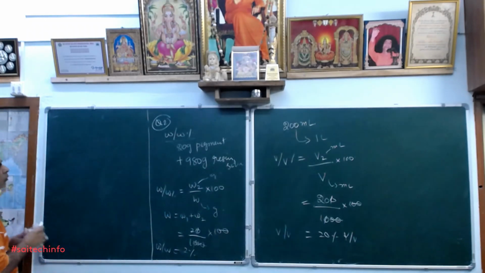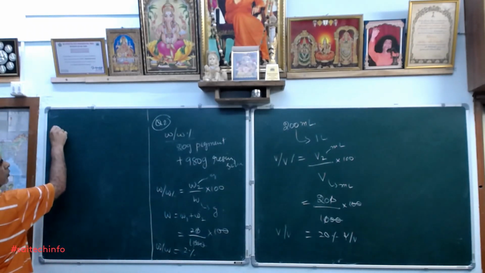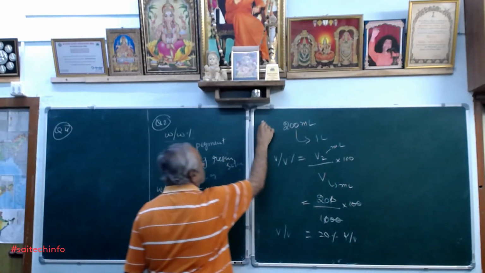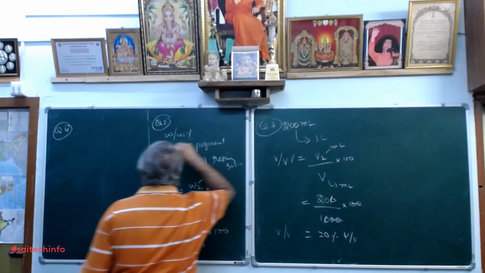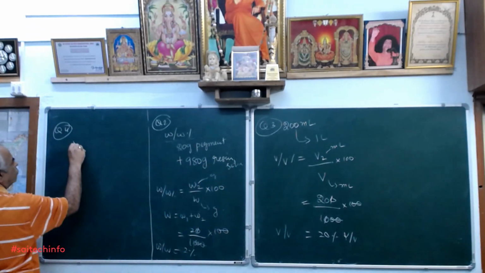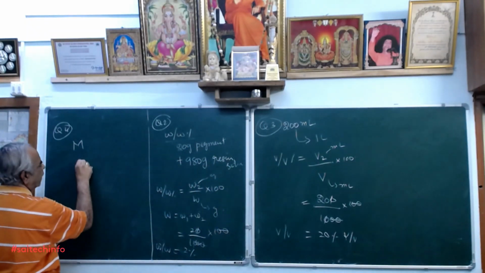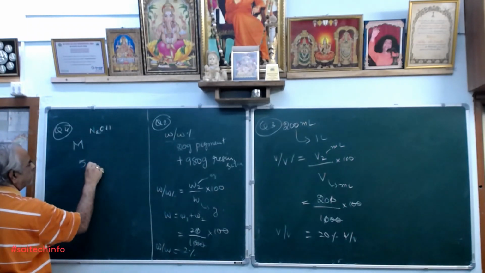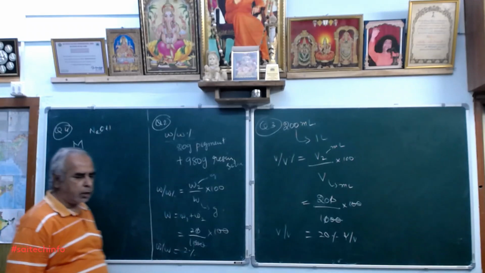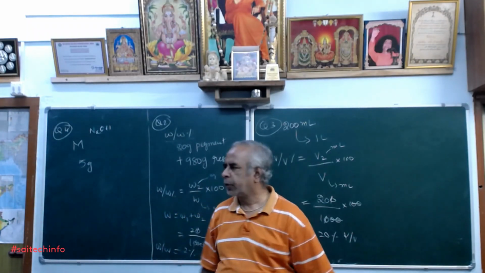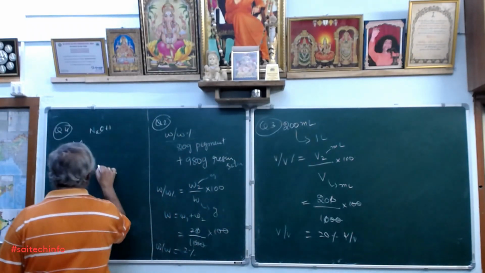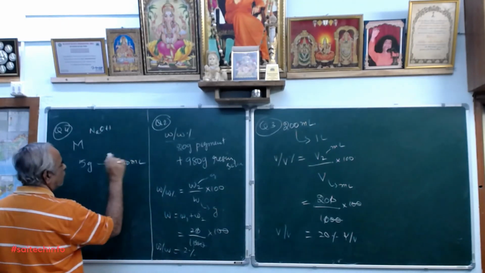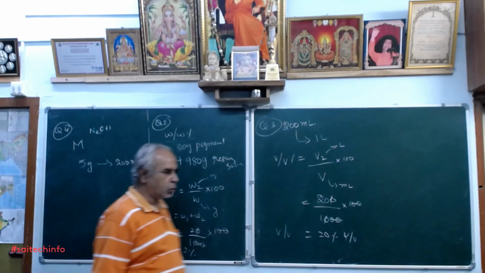molarity data. Question number 4. This is question number 3. Calculate the molarity of 5 grams of NaOH dissolved and made up to 200 ml solution.